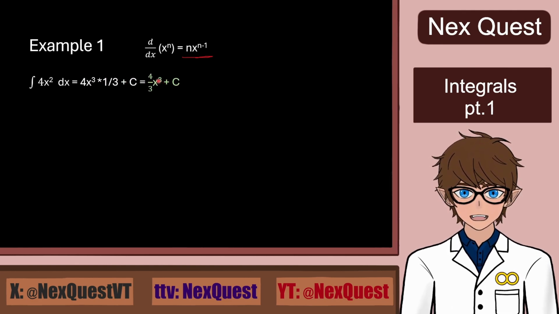And that gives us this. You can also differentiate this and see if we did it correctly. So we reduce this exponent by 1.